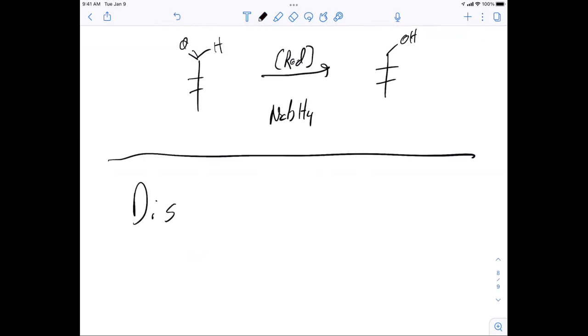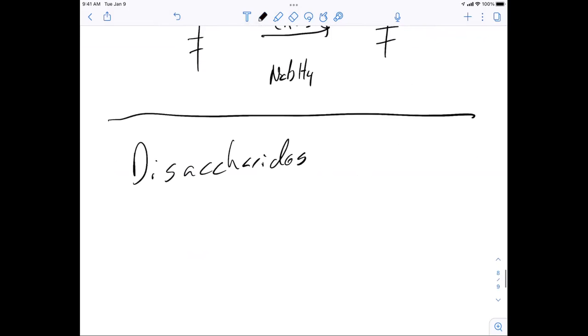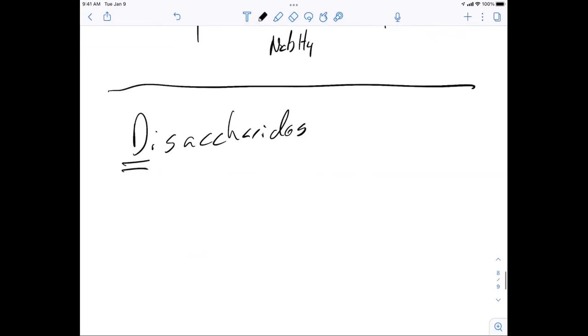Okay, disaccharides. So the di here is going to be 2. So we're going to be taking 2 sugars.